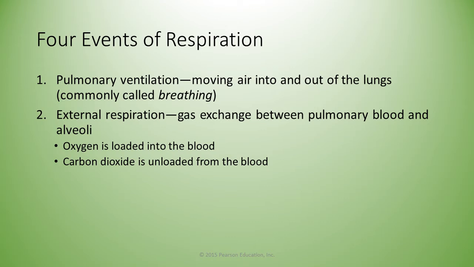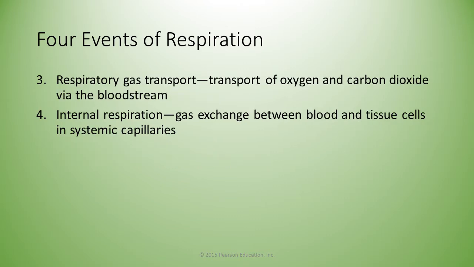So oxygen is what we say is being loaded into the blood, so it's moving from the alveoli into the blood, and carbon dioxide is moving out of the blood into the alveoli so it can be exhaled. Number three, you have the respiratory gas transport. So this is now movement of the oxygen and the carbon dioxide in the blood to where it needs to go. And then internal respiration. This is now the gas exchange between the blood and the tissue cells. This is going to occur in the capillaries throughout the rest of the body, not in the lungs.